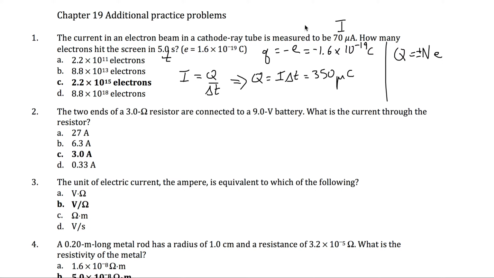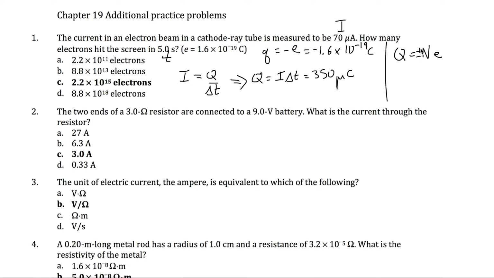And then to find how many charges there are, this is an equation we learned earlier, that the charge is equal to plus or minus NE, where N is the number of charges and E is the charge on a proton. It's the positive number. And that's why if you're looking at the charges on electrons, you would use the minus here.